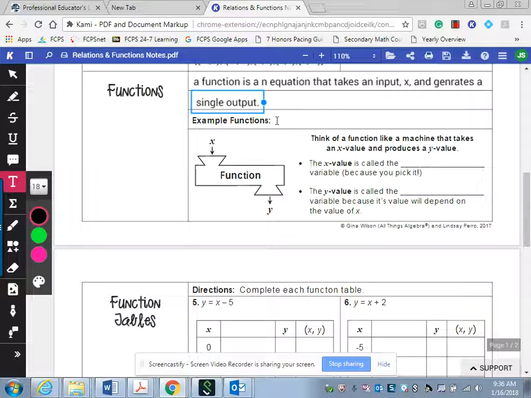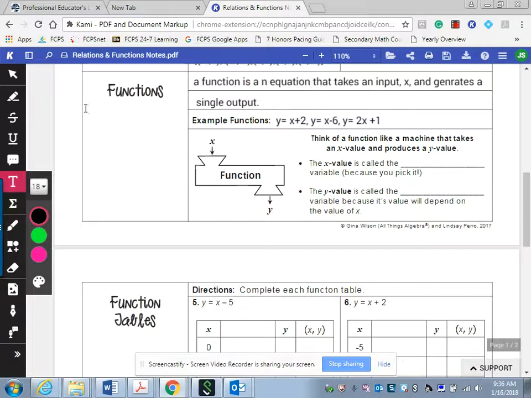So some examples of functions would be y equals x plus 2. Another example would be y equals x minus 6. And one last example would be y equals 2x plus 1. Okay, and the reason why all three of these are good examples is because if we plug one specific input, or one specific x value, into all of these, we will get one distinct y value.